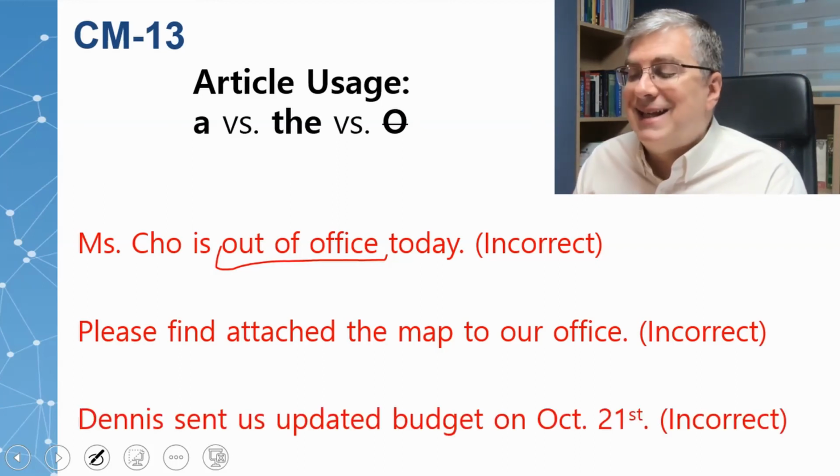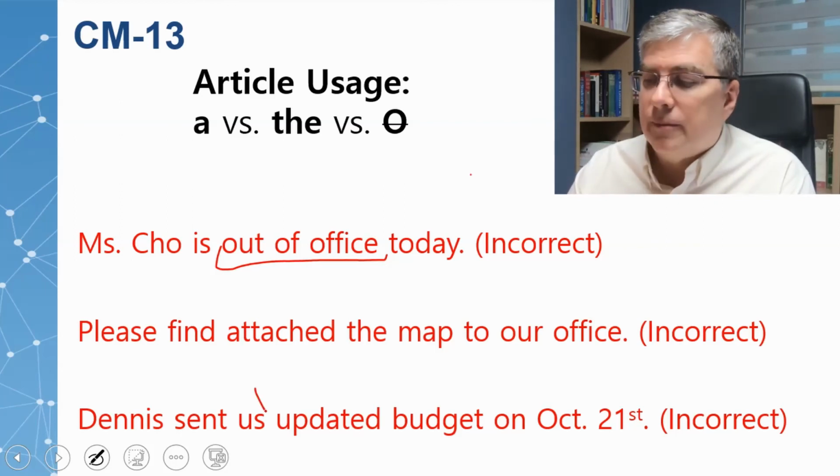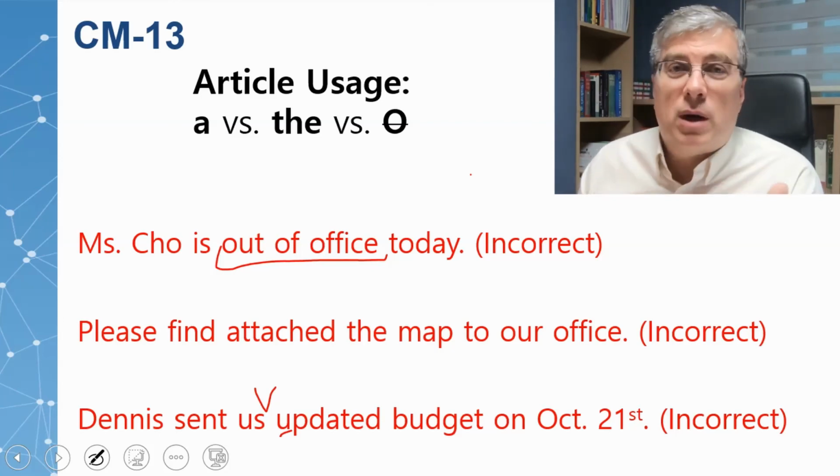Next: Dennis sent us updated budget on October 21st. So what's the problem here? Well, the problem is there is no article at all. We need an article here. So Dennis sent us, now we could use a or the. Actually, we have to use an because updated starts with a vowel sound. So Dennis sent us an updated budget on October 21st. So he sent us an updated budget, but there could be more than one budget.